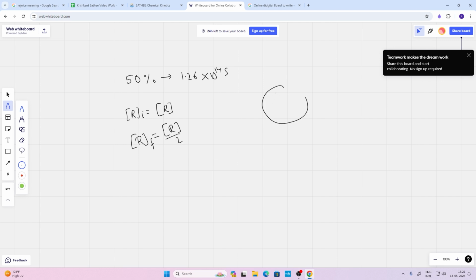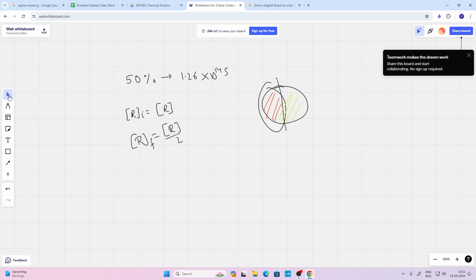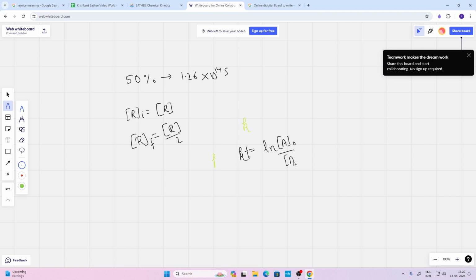If you have a cake and you have eaten half of it, then the remaining one is this part, the green part. Half is eaten, so half will remain. Clear? Now next, what is the integrated rate law for the first order reaction? If you write it, it is basically kt equals ln A naught by A t.